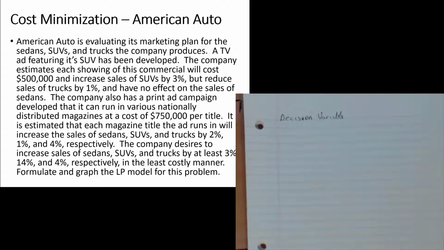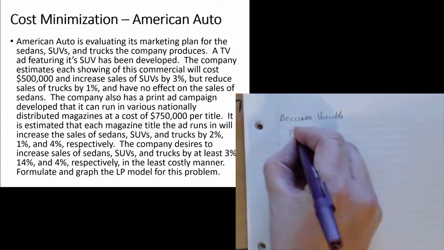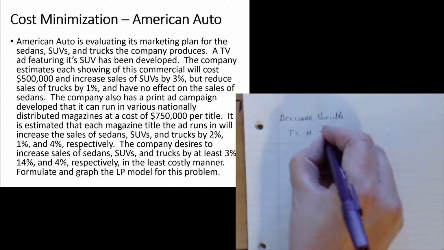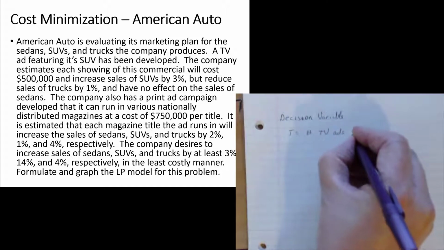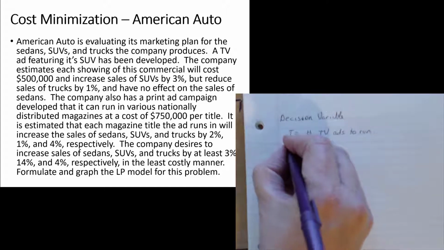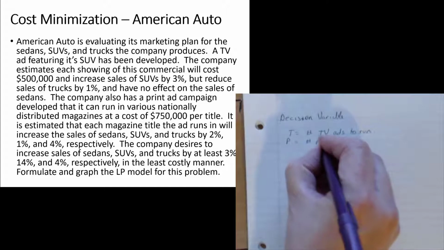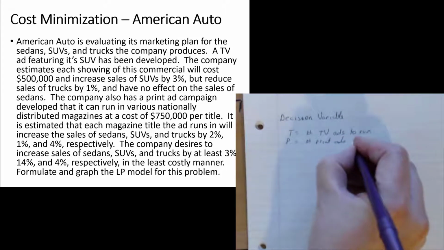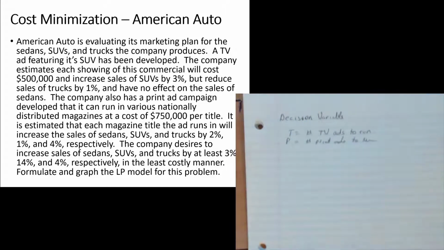Well, what's driving costs? The thing driving costs are the ads. So looking at that, okay, that must be what we're deciding on, right? The number of ads of each respective type to run. So let's call T the number of TV ads to run, and we'll make P for print, the number of print ads to run. Okay, so there's my decision variables.